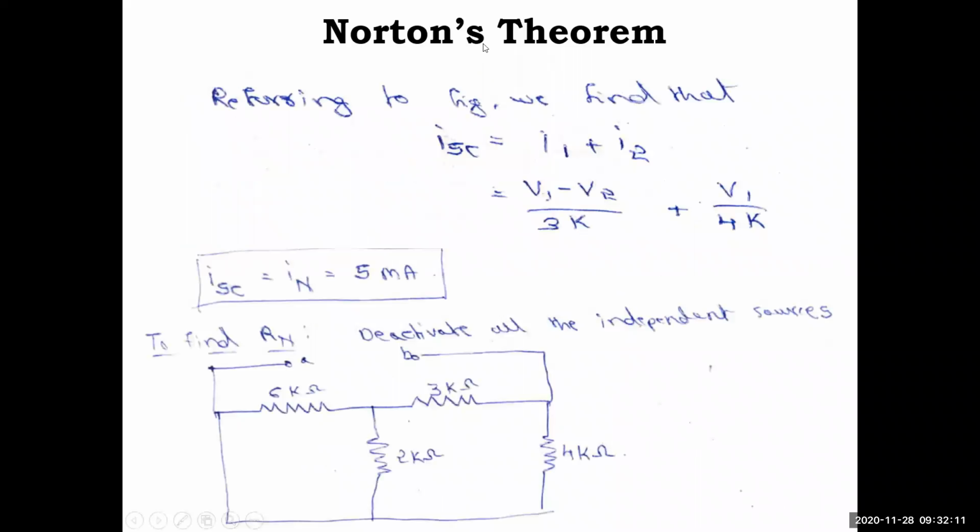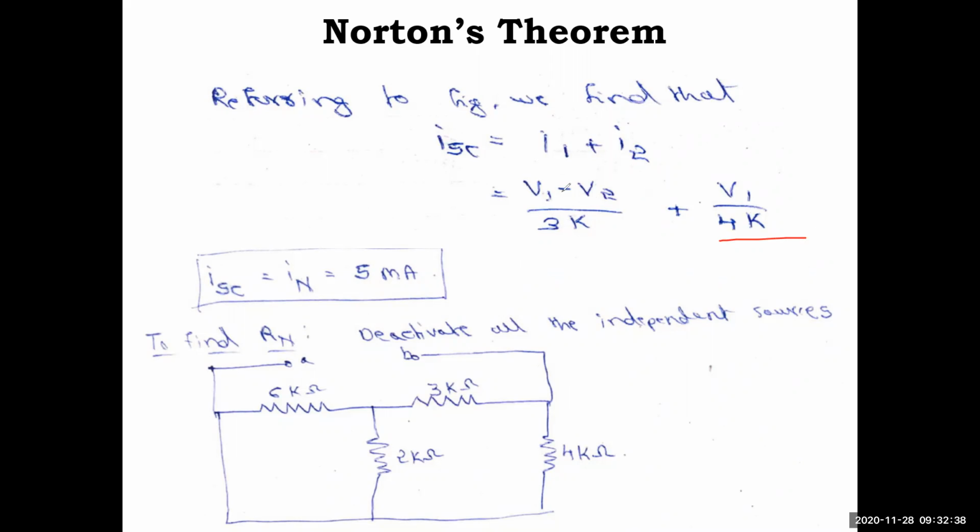Next part. Referring to the figure, we find that by applying the KCL, ISC is nothing but I1 plus I2. What was I1? It is V1 minus V2 by 3K. Here we have taken I1 and I2. This is V1 minus V2 by 3K, and the other is at the same potential V1, so V1 by 4K. That is the I2 current.